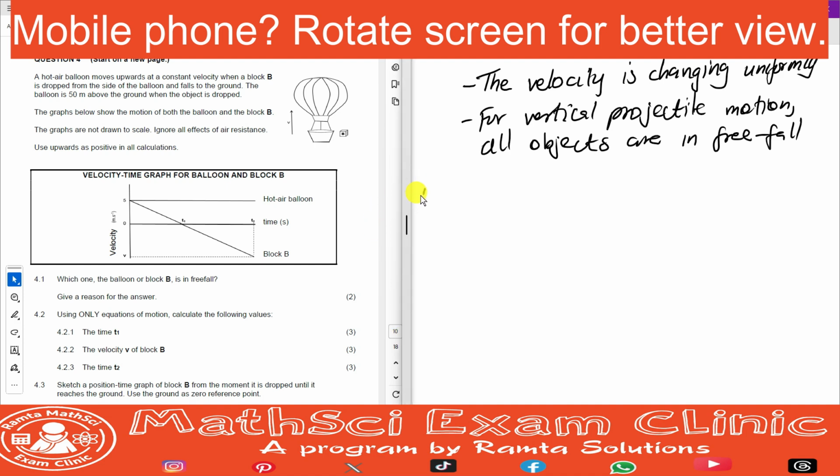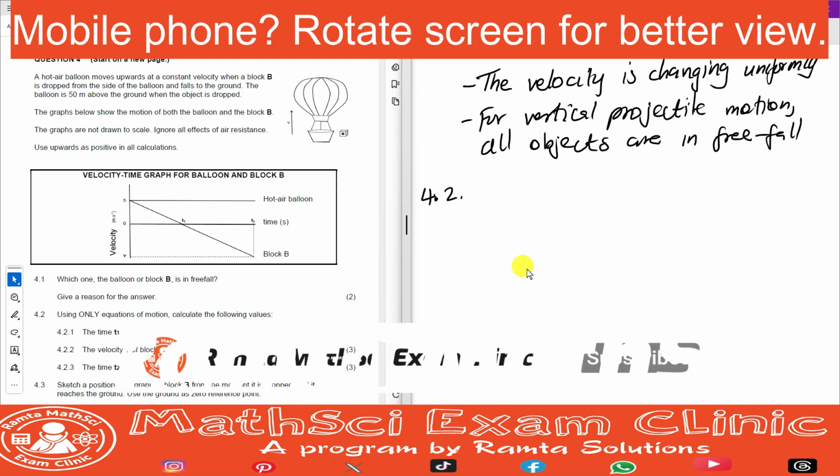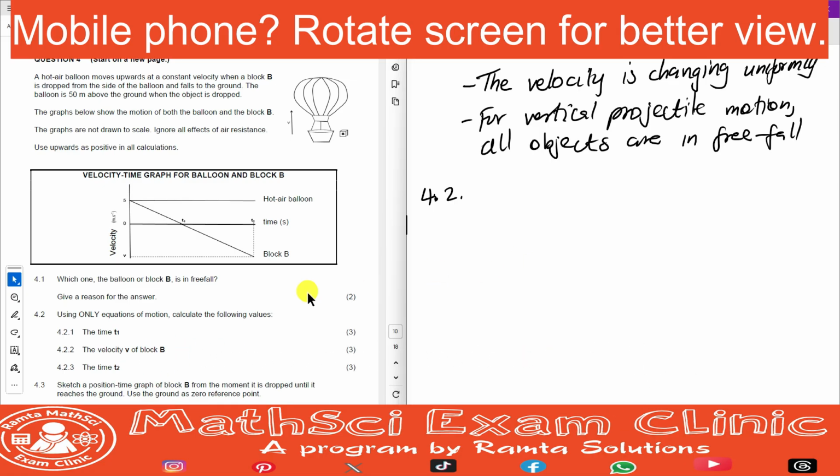4.2, let's proceed. 4.2, it says, using only equations of motion, calculate the following. The time t1. I want you to understand this. At t1, and by the way, guys, if you are using a mobile device, please rotate your screen so you maximize your view. So 4.2.1, using equations of motion, you have final velocity here, which is 0. You have initial velocity, which is 5, and you're looking for the time.